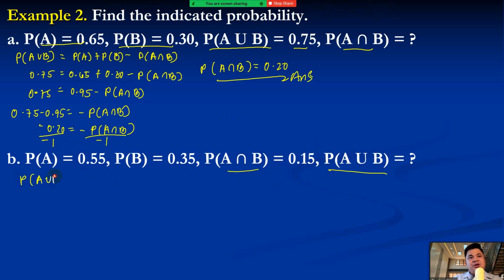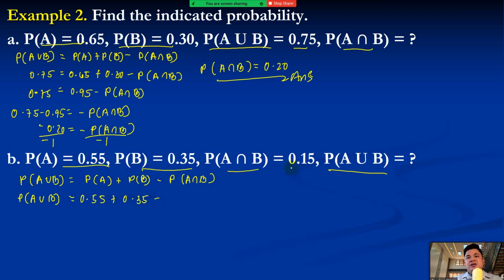Probability of A union B, or A or B, is equal to probability of event A plus probability of event B minus probability of A intersection B. And then after that, substitute the values. Probability of A union B is unknown, so we cannot put any value there because that's the one we are solving. Probability of event A is 0.55 plus probability of event B is 0.35 minus the intersection, which is also given, 0.15.